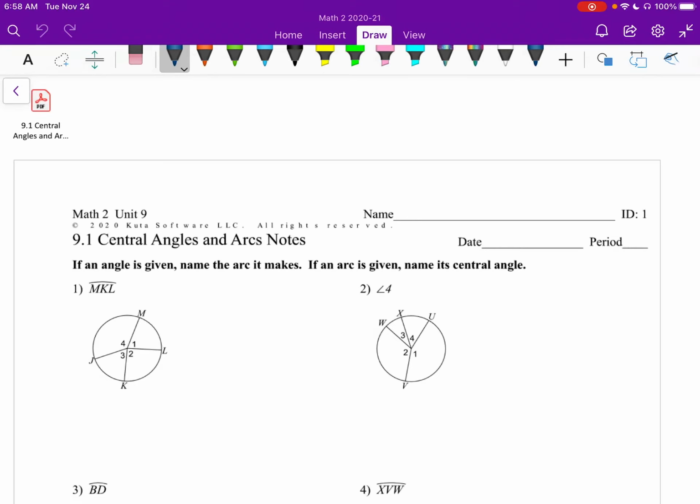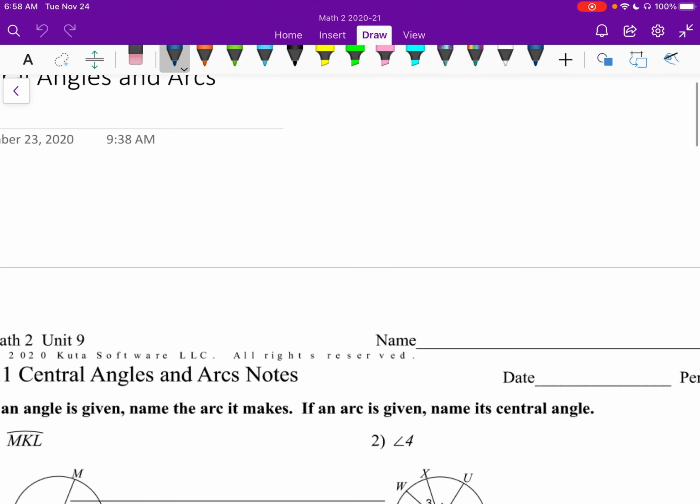Okay, Math 2, Unit 9, Section 1. So this unit is all about circles, and before we begin, we have a few definitions that we're going to need to talk about. So we have an arc.